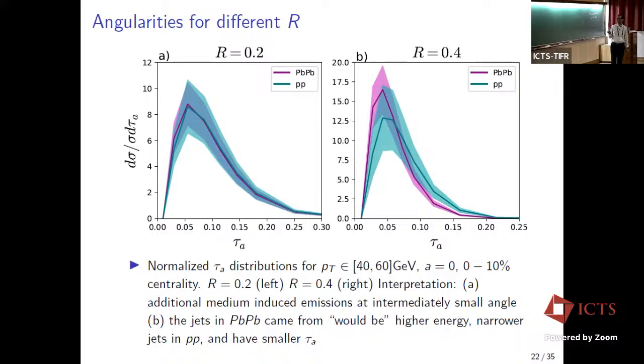And the interpretation is that there is additional medium-induced emission at intermediately small angles. And also, one thing that you have to take care of is that a jet with a particular PT in the lead-lead collision comes from a higher energy and starts out narrower than the jet in PP. So that also shifts your distribution towards the left.